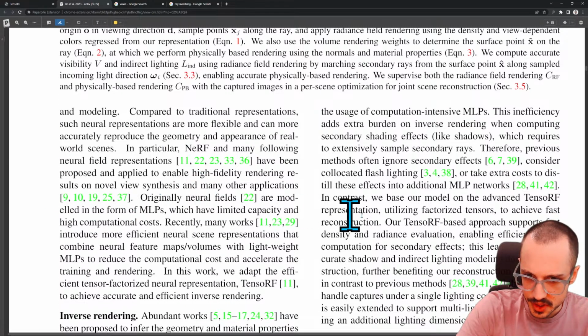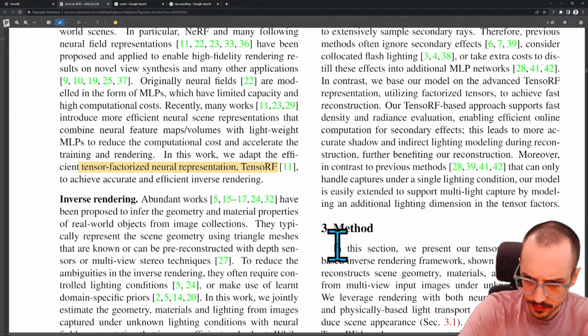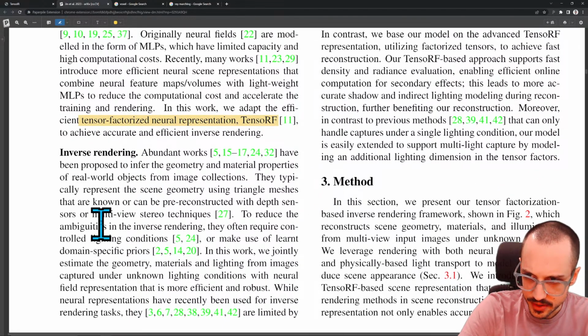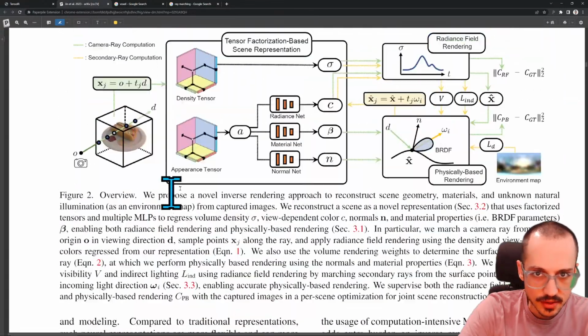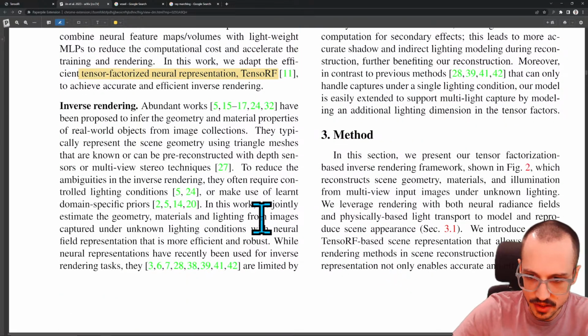Have been proposed. Originally, neural fields are modeled in the form of MLPs, which have limited capacity and high computational cost. But many works recently introduced more efficient representations that combine neural feature maps and volumes and accelerate the training and rendering. And this work is based on the TensoRF, tensor factorized neural representation. Inverse rendering. Okay, I want to read this, but let's finish the related works and then we'll get into that image.